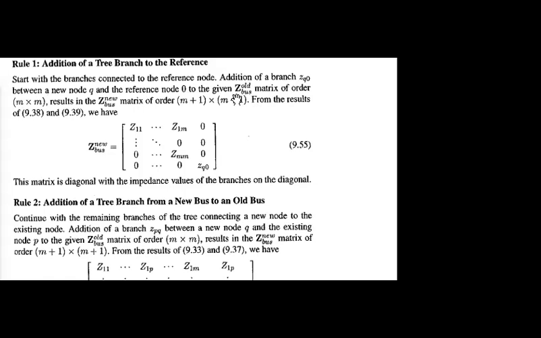Oh yes, yes. So rule 2, the second option, for addition of tree branch from a new bus to an old bus. That means without the reference, right? Here you will not have any reference option. Branch can be connected between reference node and one new node, or it may be connected without reference node. That means old bus or old node to new node. Okay, new bus. So these are the two possibilities regarding branch connection.